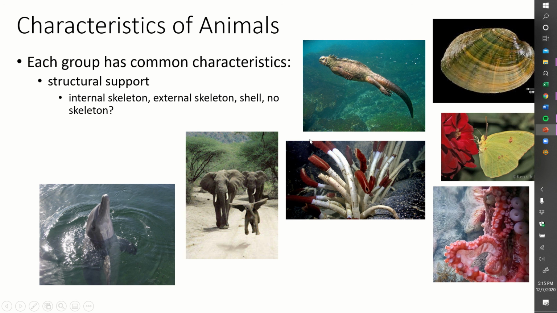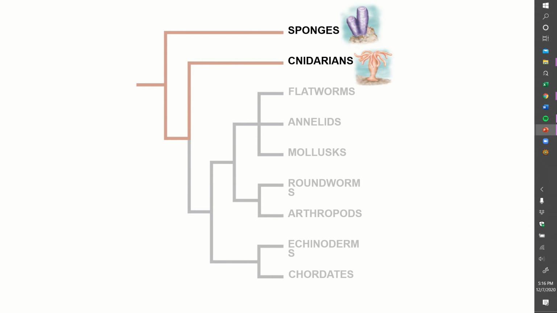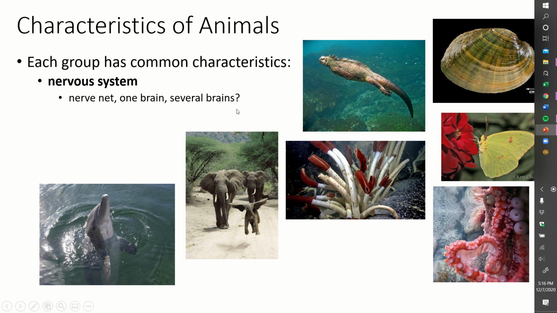Structural support. Do they have an internal skeleton, like all of these things? Do they have an exoskeleton, like this tube worm or this clam? Or do they have no skeleton? Octopi have no internal or external skeleton. Does it have a nervous system? Does it have a central brain? Does it have many brains? Does it have a nerve net, meaning no central control center, but a bunch of nerves that communicate with each other? So these are the things to look for as we're going through these groups.